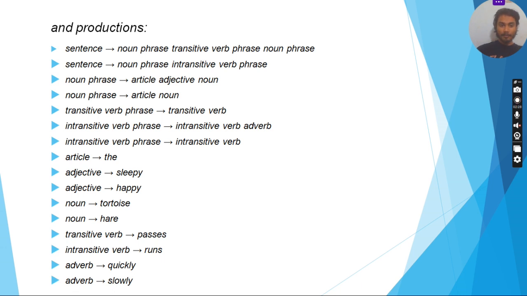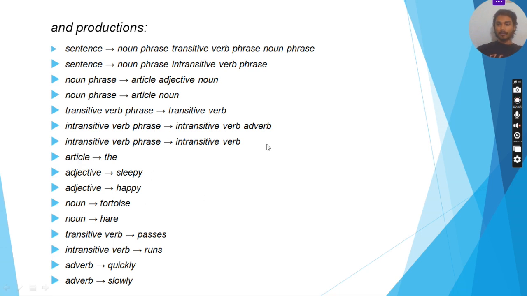And there are various examples of it, like the article, the adjective, the noun, again the adverb, transitive verb, and intransitive verb. There are various examples also.